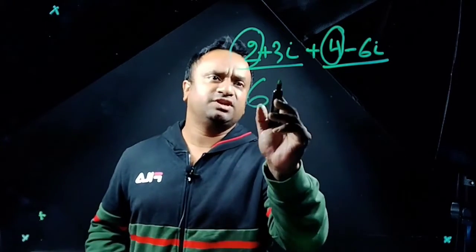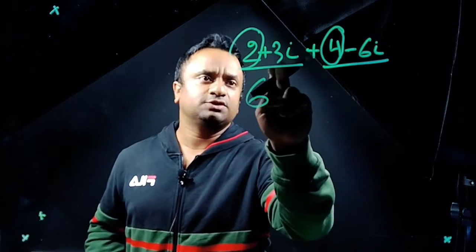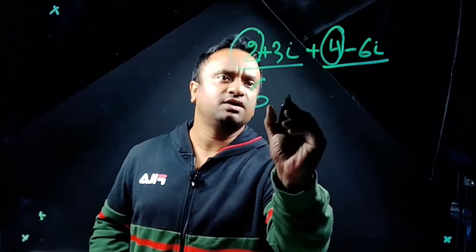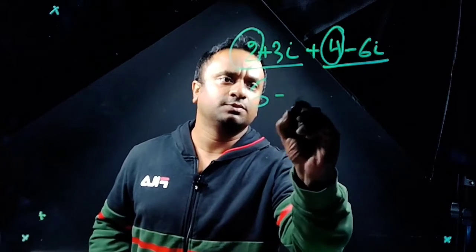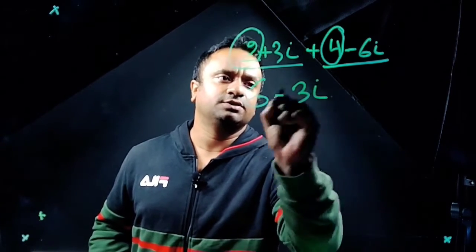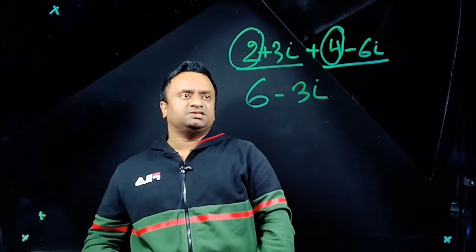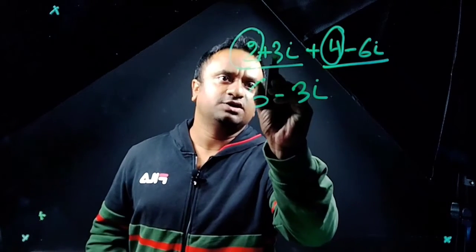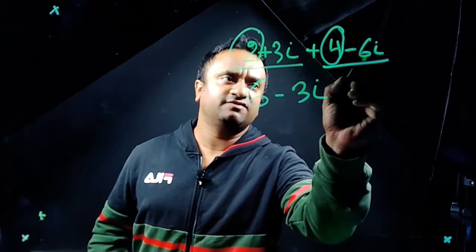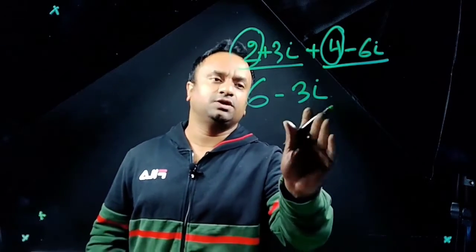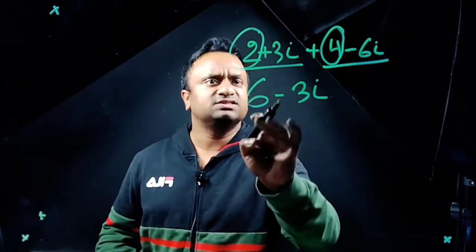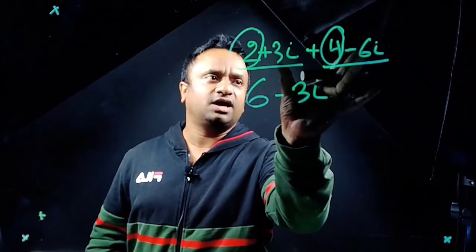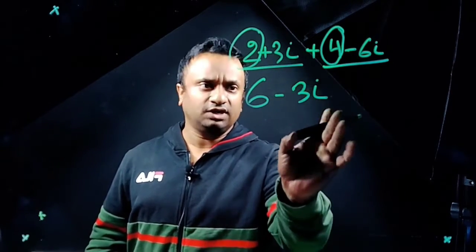Now we look at the imaginary part. So the imaginary part is plus 3 and minus 6. So if we add them together, it becomes minus 3. So it becomes 6 minus 3i. So please take care of the signs, okay? You are adding plus 3 with negative 6 and it becomes minus 3, okay? So the trick is to add the real parts and then collect the imaginary parts and add them, okay?